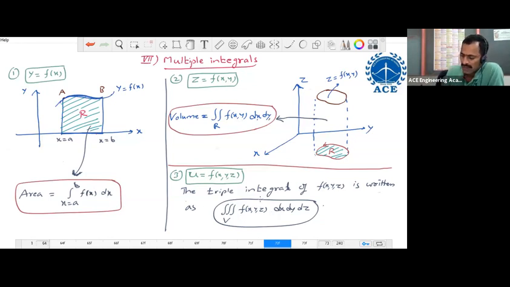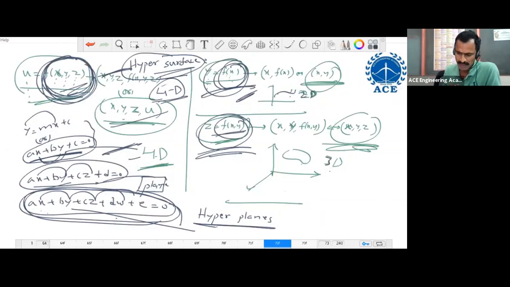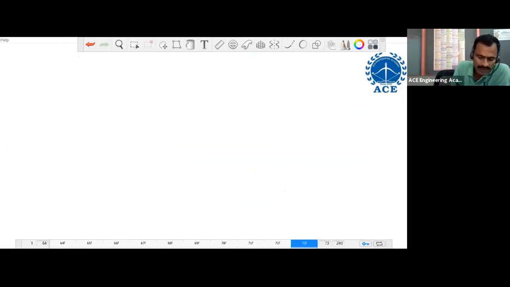And this is also required. These three integrals are required to find the line integral, surface integral, and also flux. Indirectly, these three are required for vector integration. Okay, note point.